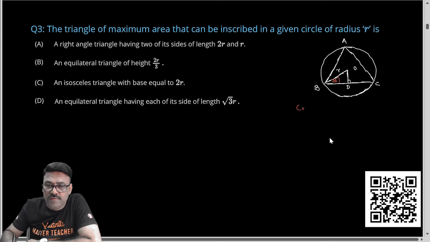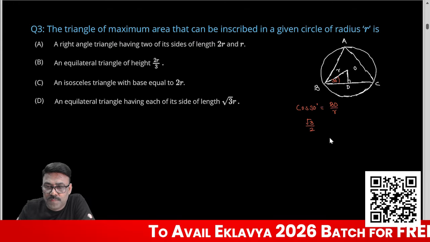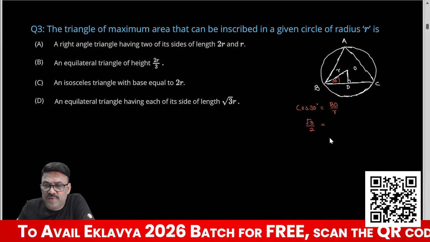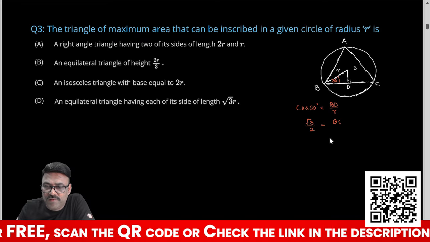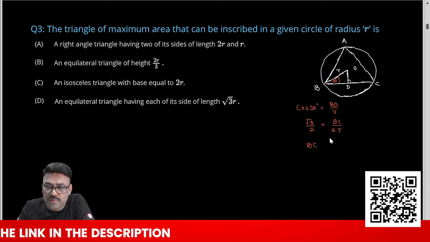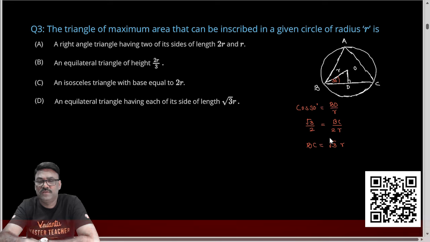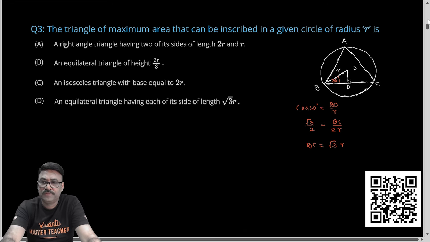Now cos 30 degrees will be what? BD over r. Cos 30 is root 3 by 2. And BD is basically half of BC. So BD can be written as BC by 2. So it is BC by 2r. So hence BC is root 3 r. So for maximum area, your triangle should be equilateral and its side length should be root 3 r, right?